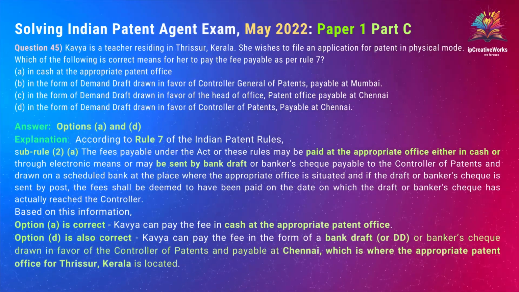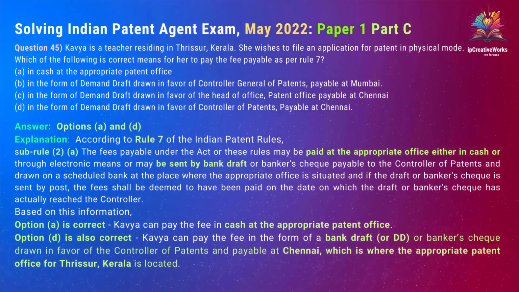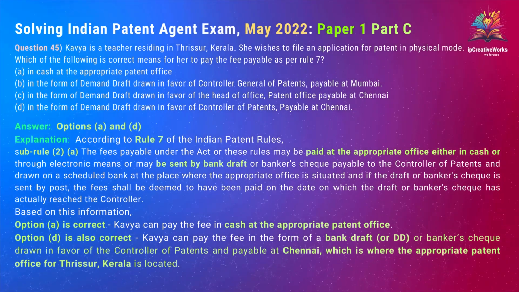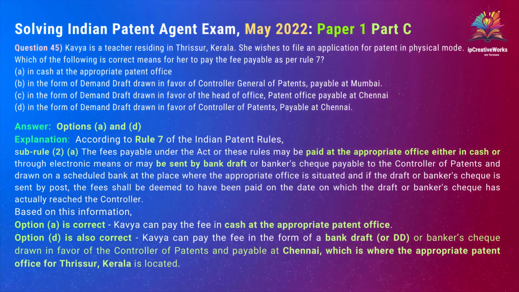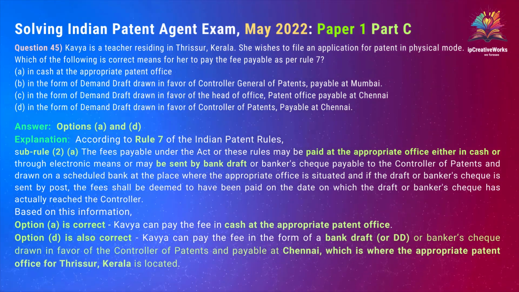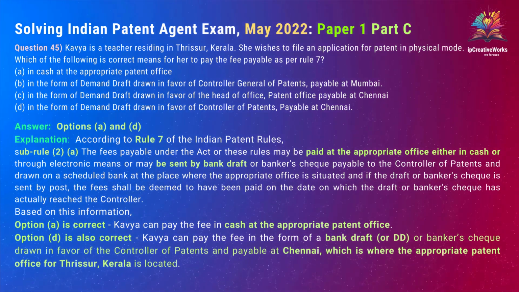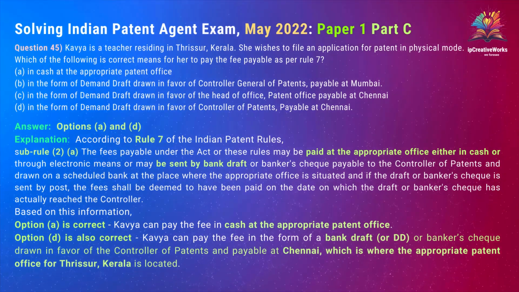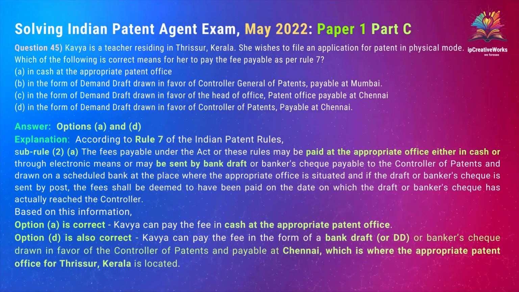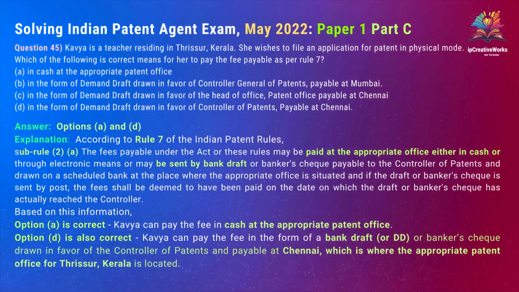Question 45. Kavya is a teacher residing in Thrissur, Kerala. She wishes to file an application for patent in physical mode. Which of the following is the correct means for her to pay the fee payable as per Rule 7? A. In cash at the appropriate patent office. B. In the form of demand draft drawn in favor of Controller General of Patents, payable at Mumbai. C. In the form of demand draft drawn in favor of the Head of Office, Patent Office, payable at Chennai. D. In the form of demand draft drawn in favor of Controller of Patents, payable at Chennai.